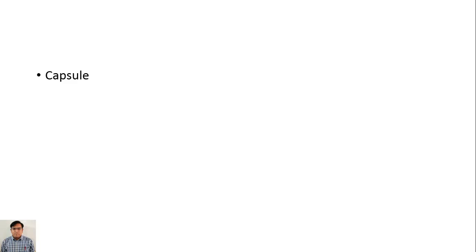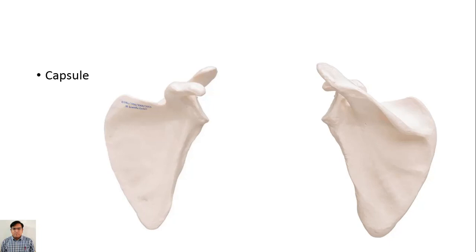Now the capsular attachment. The glenoid cavity articulates with the head of the humerus and forms the shoulder joint. So along the borders of the glenoid cavity there is attachment of the capsule of the shoulder joint. So this is the capsule of the shoulder joint.